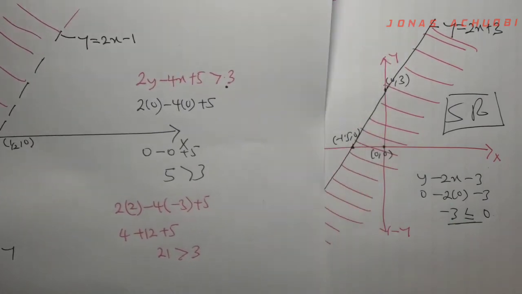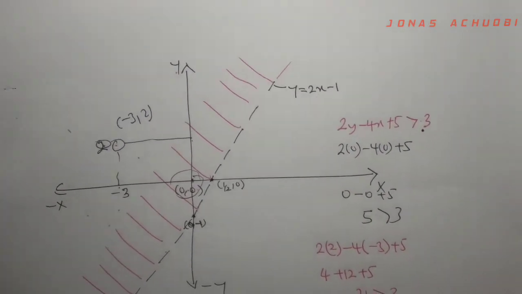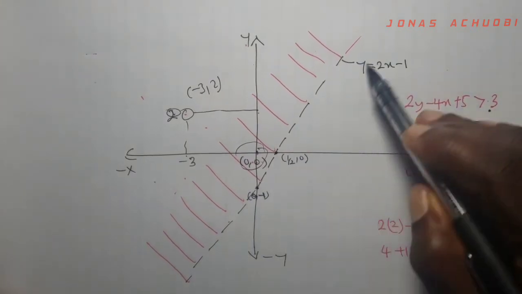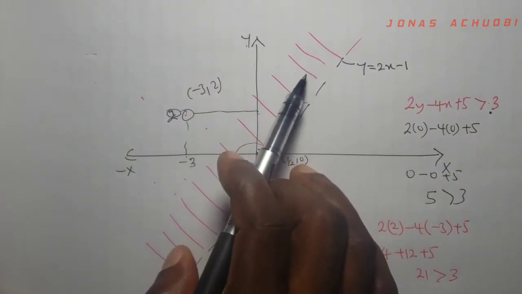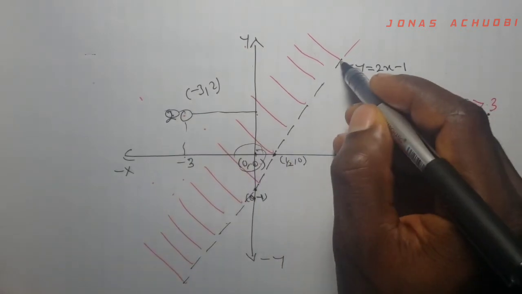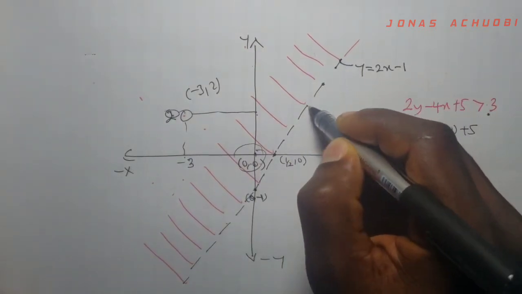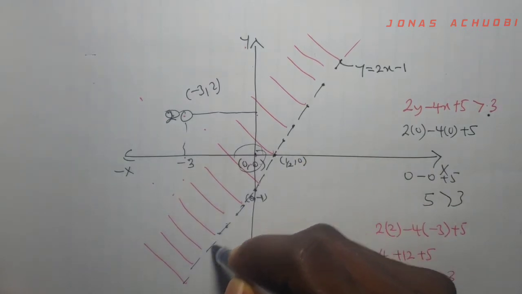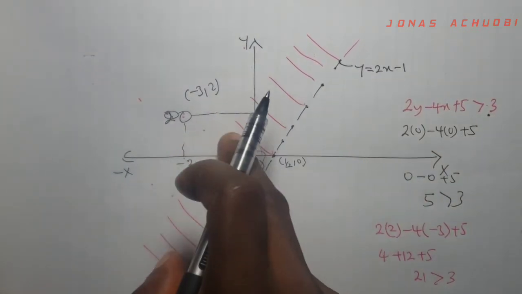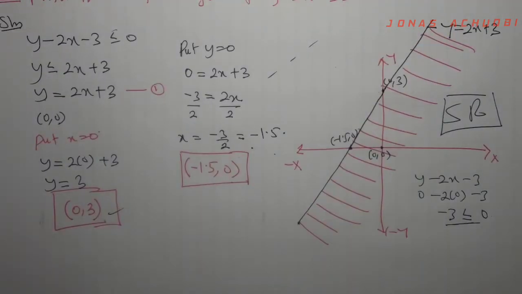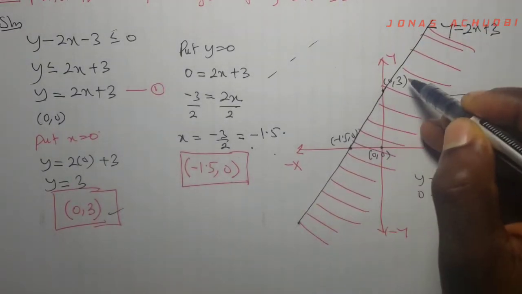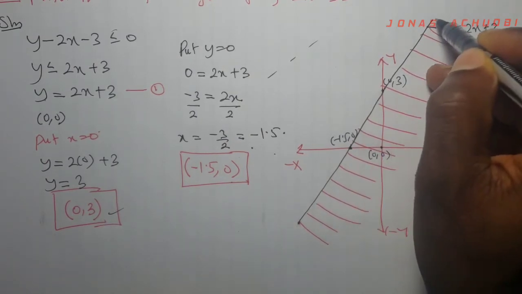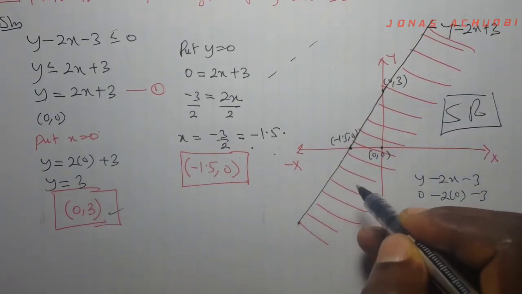Now the fact that they are unbroken or broken has a meaning. The broken line indicates that this line is not part of the solution region. So all the points that lie on this line are not in the solution region. Whatever point you pick on this line will not be in this region. While in the second example, where the line that joins the 2 points is unbroken, it simply means that the points on this line also satisfy the inequality.